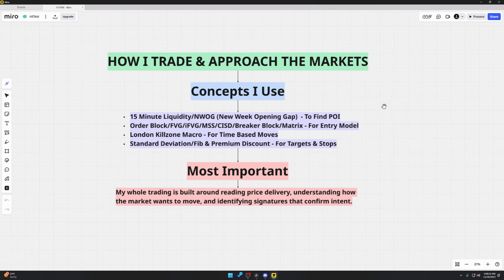Third, I trade only in sync with time, mostly during the London macro. I use time to identify key liquidity raids and high probability moves. Finally, I use standard deviation, Fibonacci, and premium discount tools for target selection and stop placement. And the most important part of my entire trading approach is built around reading price delivery, understanding how the market wants to move, and identifying signatures that confirm intent. So now it's time to hop onto the charts and look at some examples.